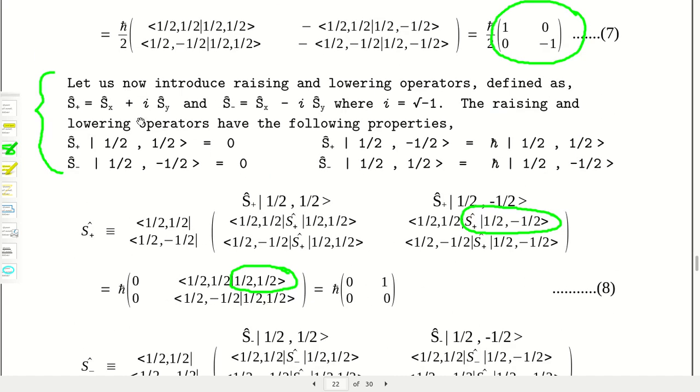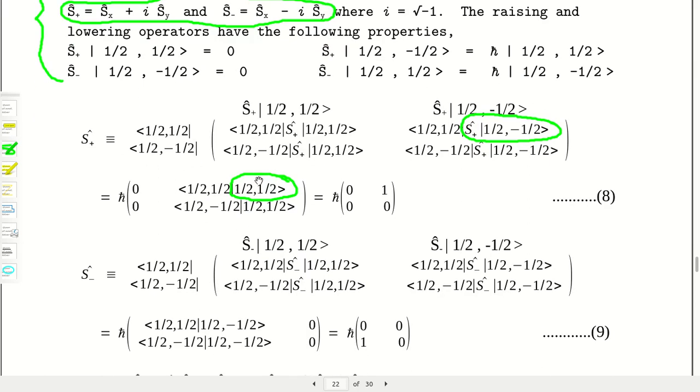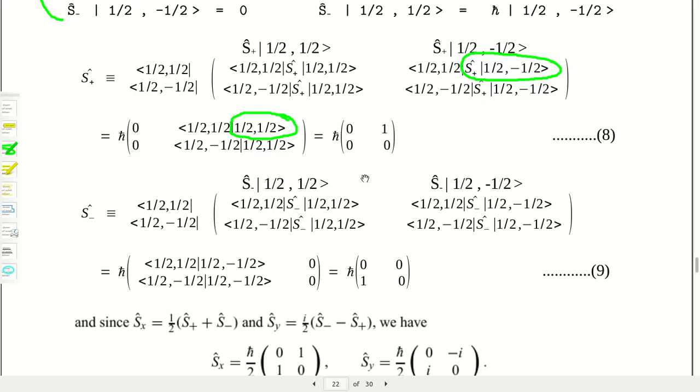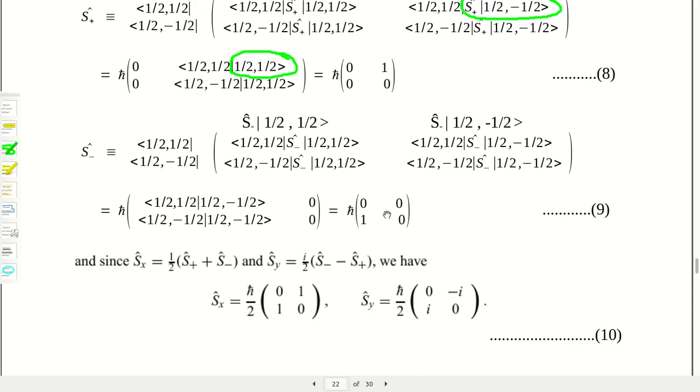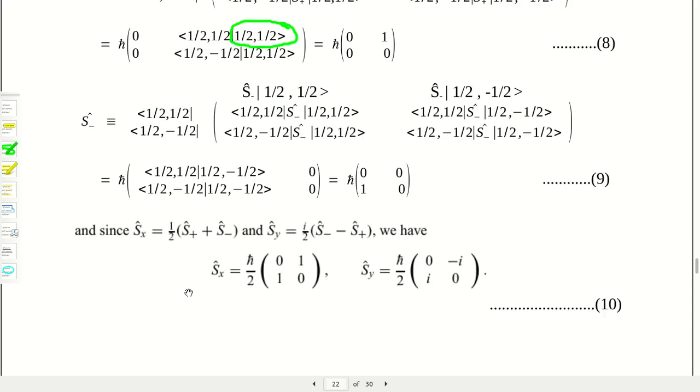Using these two equations, you can find the Sx and Sy operators in terms of S plus and S minus. Because we know the S plus and S minus matrix forms, it will be easier to use these two equations to find Sx and Sy. Not easier, it is the only way.